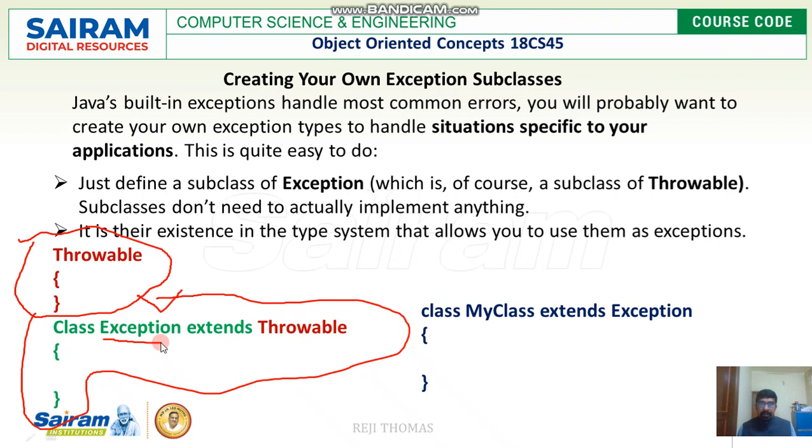Now I'll create my class where I'm going to extend Exception. Look at this. So this extends Exception. Now I can inherit all the properties from the Throwable class. The Throwable class has got so many methods.